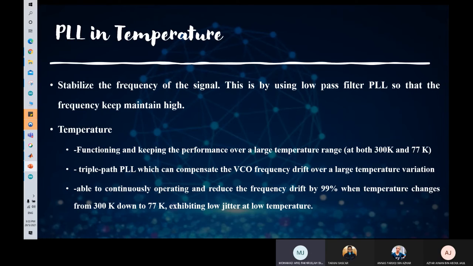For the temperature, I did some research on one article. It says that their circuit using a PLL system at low temperature is functioning and keeping its performance over a large temperature range, from 300 Kelvin to 77 Kelvin. The triple path PLL can compensate the voltage controlled oscillator (VCO) frequency drift over a large temperature variation. And lastly, it is able to operate continuously and reduce the frequency drift by 99% when the temperature changes from 300 Kelvin down to 77 Kelvin, exhibiting low jitter at low temperature.